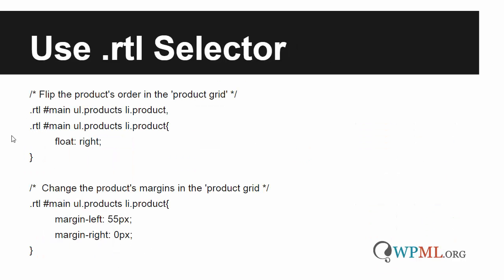Okay, so WordPress will set the RTL selector, and you need to provide the rules which tell it what to flip. For instance, float, our table grid uses floats. In LTR it will float left, and in RTL it will float right.